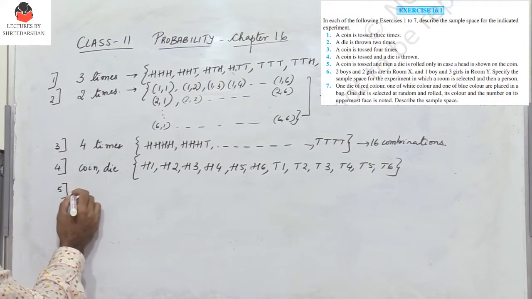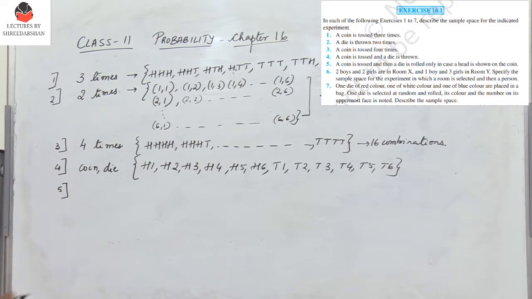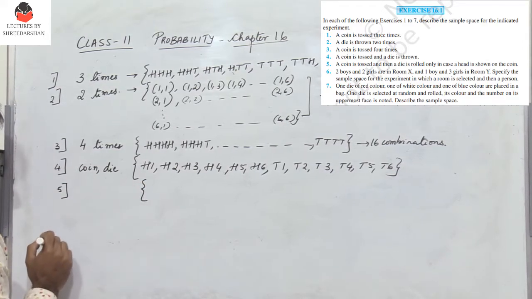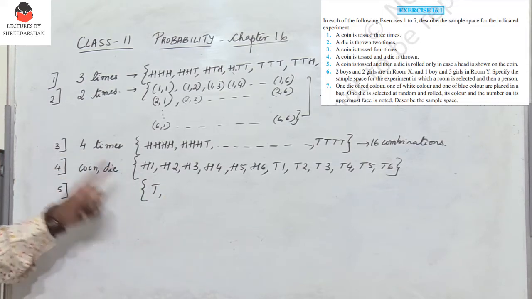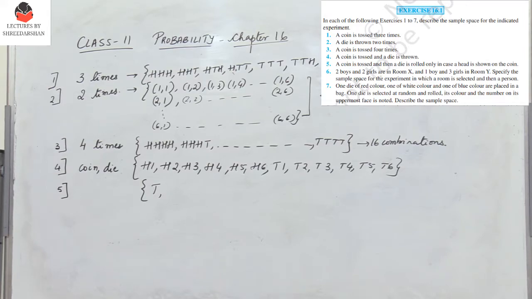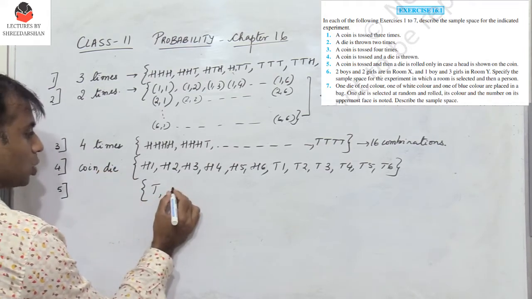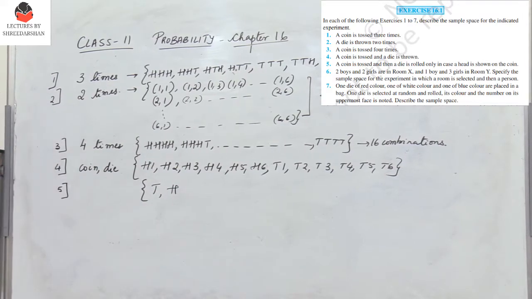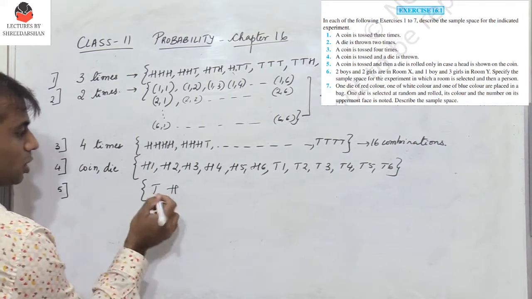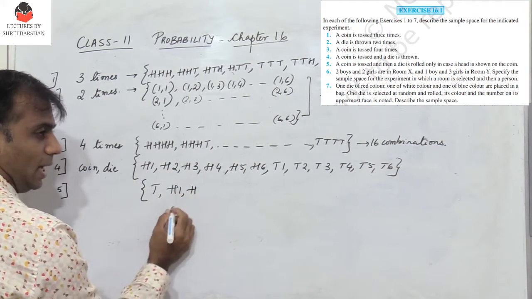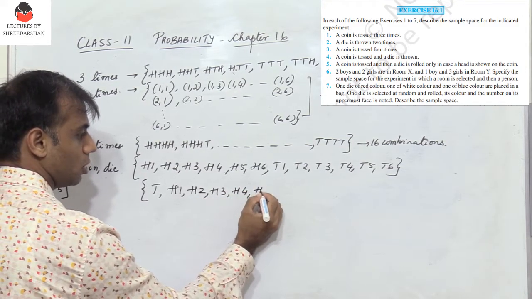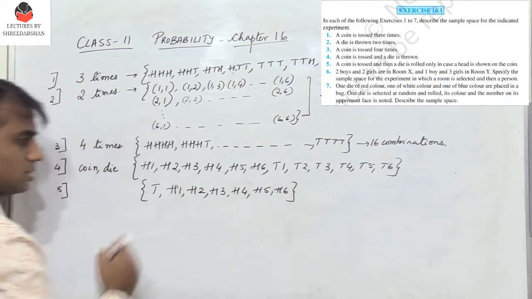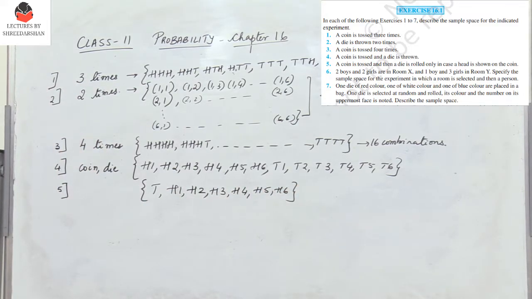Fifth: a coin is tossed and then a die is rolled only in case a head is shown on the coin. Now what happens in this case? If you get a tail, then we end the experiment. So I have a tail here. This happens to be one of the outcomes. The condition is if you get a head, then you roll the die. So I get a head, I roll the die, I may get 1. Head, 2. Head 3, head 4, head 5, and head 6. So you have 7 possible outcomes.